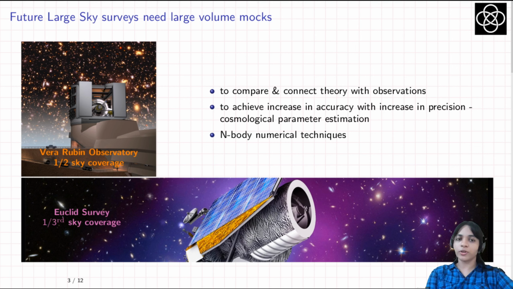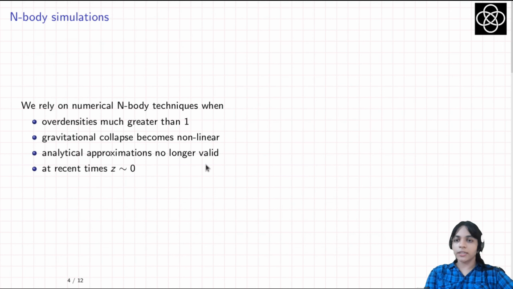Mocks will help to compare and connect these observations with theory, and they also aim to provide better error estimates in, for example, cosmological parameter estimation. Mock catalogs rely on numerical n-body techniques to solve dynamic equations, although there are other fast and approximate techniques also available in the literature. A little bit more about n-body simulation.